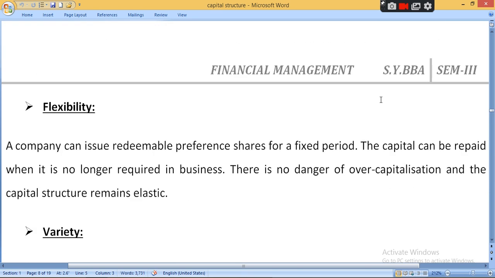Then flexibility. So the company can issue various types of preference share: redeemable, irredeemable, clear, cumulative preference share, non-cumulative. We already discussed types, clear, in sources of finance. So here the company can issue redeemable preference share for a fixed period. The capital can be repaid, clear. So there should be no kind of overcapitalization, and your capital structure remains elastic, means flexible, clear. You can change according to the situation.